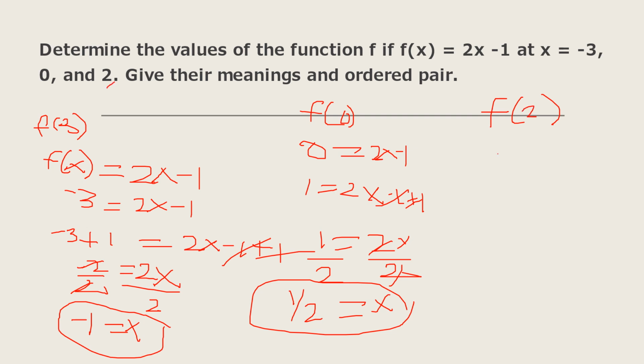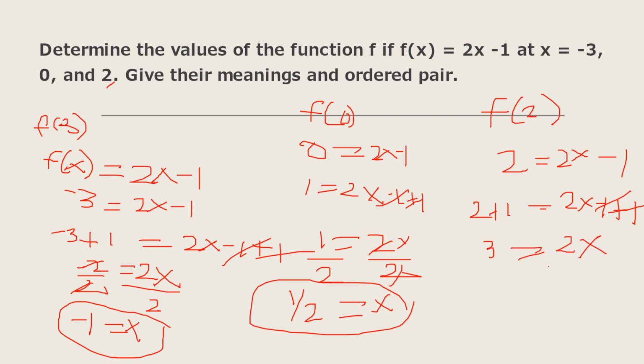So we got here 2 is equals to 2x minus 1. So we're gonna add again 1 here. 2 plus 1 is equals to 2x minus 1 plus 1. Okay, so cancel out. We got 3 is equals to 2x divided by 2. X is equals to 3 halves. Okay, or 3 over 2.